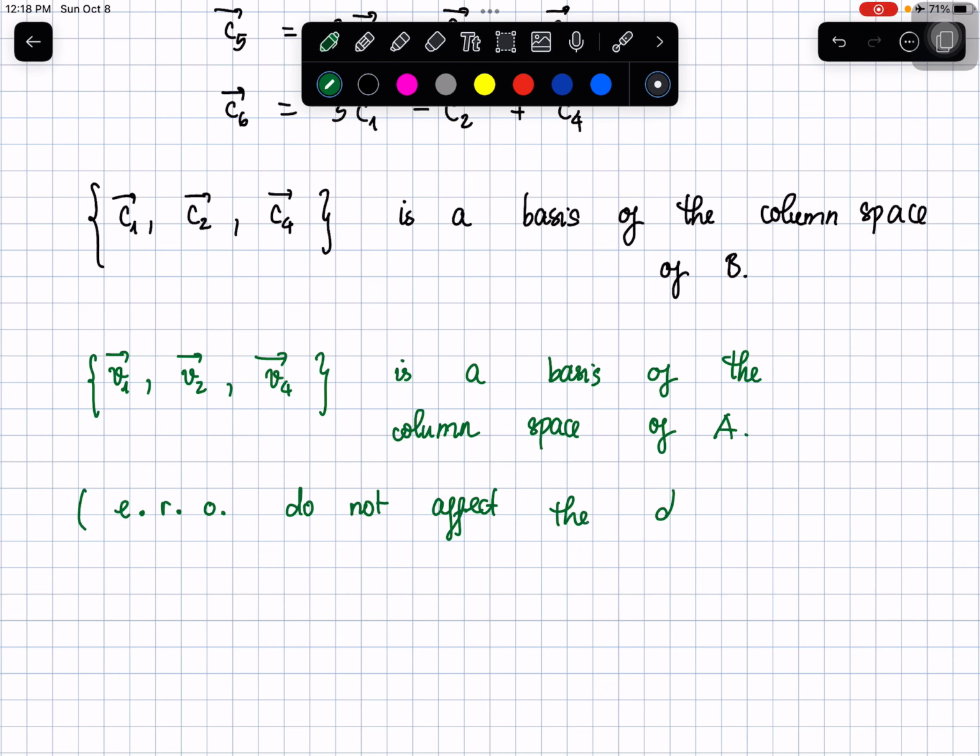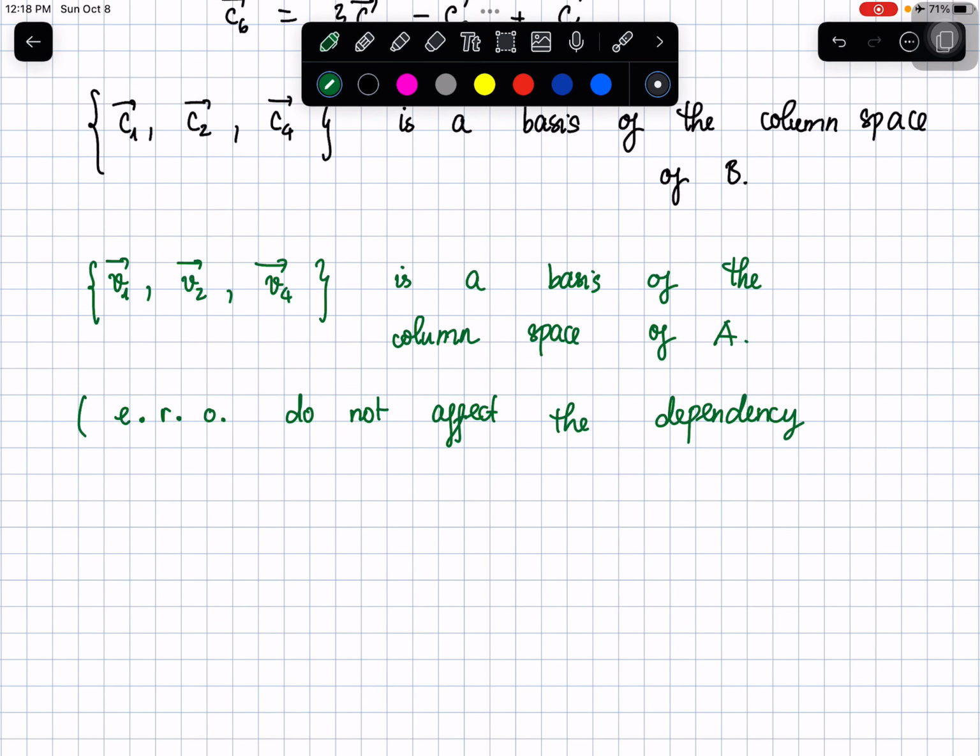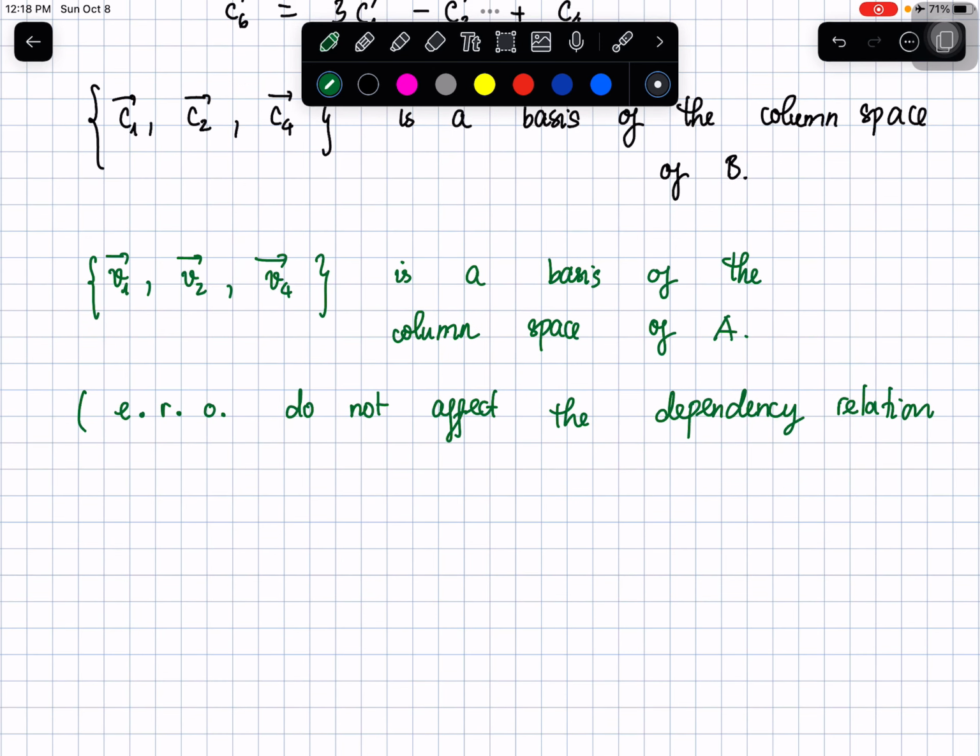The dependency relation between column vectors of A.